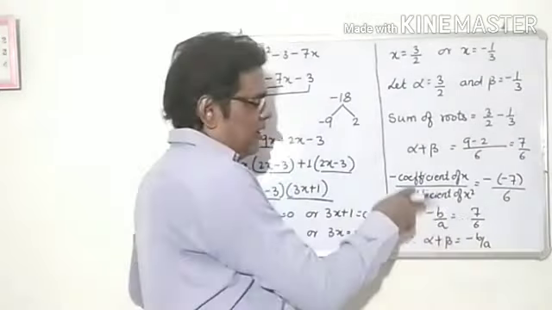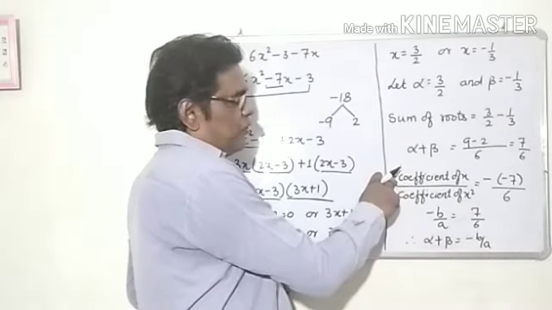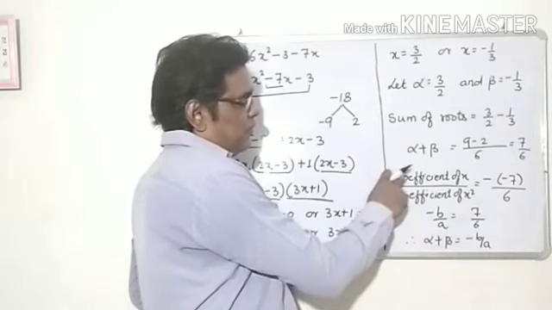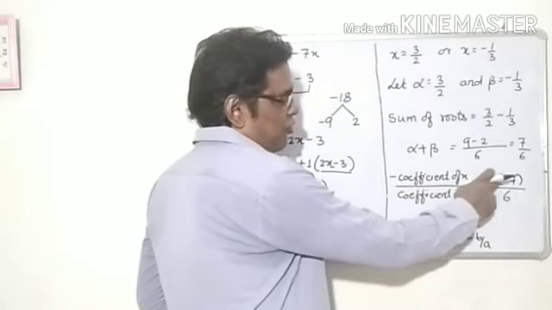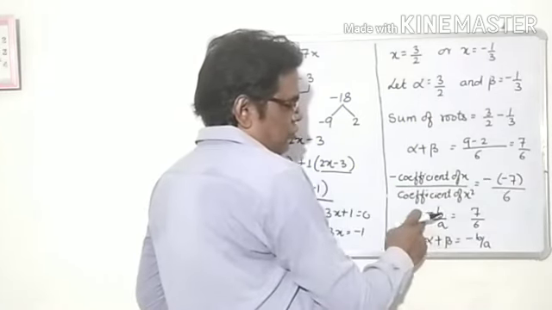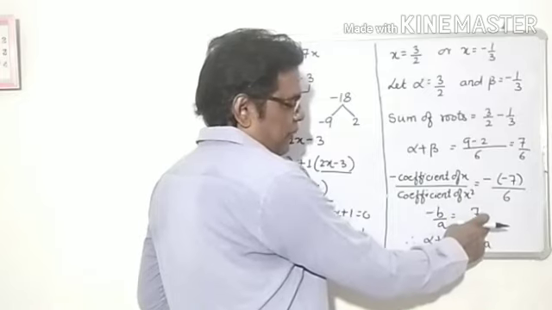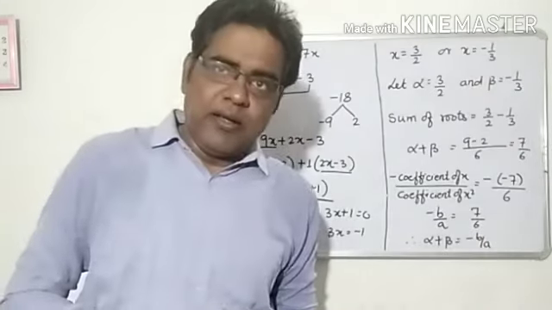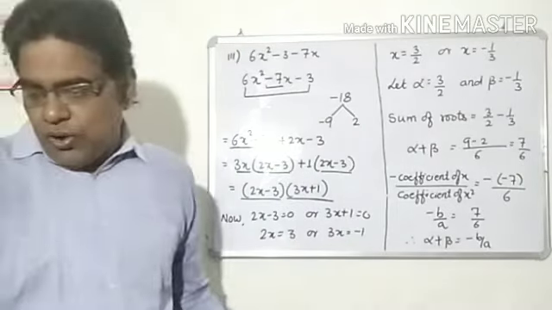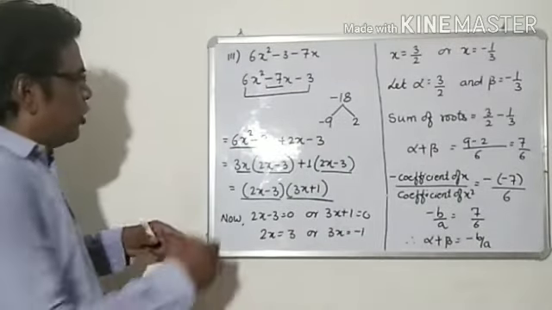Now let us check with the coefficients. So minus coefficient of x upon coefficient of x square. So minus of minus 7 upon 6. So minus b upon a will be 7 upon 6. That is, alpha plus beta equals minus b upon a. So this is correct.